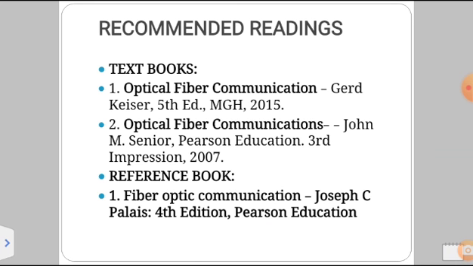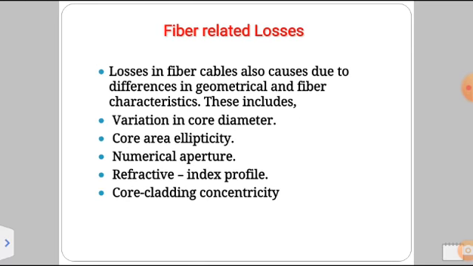And here, one of the very important things, the fiber related losses. The losses in fiber cables also are caused due to differences in geometrical and fiber characteristics. So here geometrical characteristics and fiber characteristics are both equally important. There is a difference in geometry and variation in core diameter. That is very important. The core diameter may not be the same from one part of the fiber to another part.